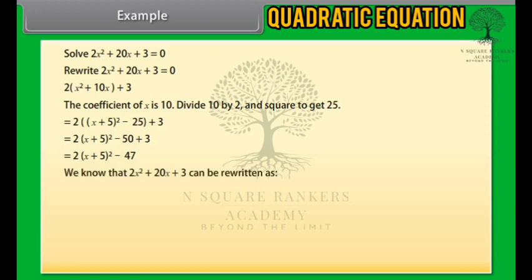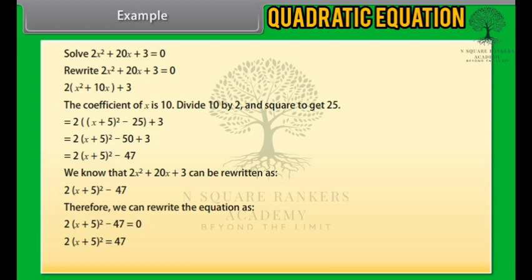We know that 2x² + 20x + 3 can be rewritten as 2(x + 5)² - 47. Therefore, we can rewrite the equation as 2(x + 5)² - 47 = 0. So 2(x + 5)² is 47. Now dividing both sides by 2, we get (x + 5)² is equal to 23.5.